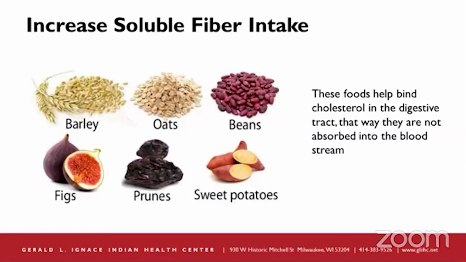So another way we can prevent high cholesterol is increasing soluble fiber intake. And soluble fiber helps bind cholesterol in the digestive system, and that way they're not absorbed into the bloodstream. And some examples of soluble fiber include barley, oats like oatmeal or oatmeal desserts, beans. Beans are a really good one and full of soluble fiber, figs, prunes, and sweet potatoes. And sweet potatoes even help you manage blood sugar. So they're kind of like a superfood, I would say, because they have a lot of fiber, help you with cholesterol, and they can keep your blood glucose from spiking.